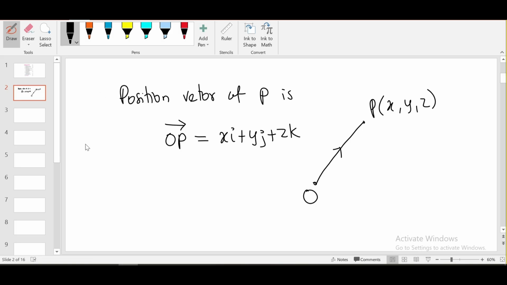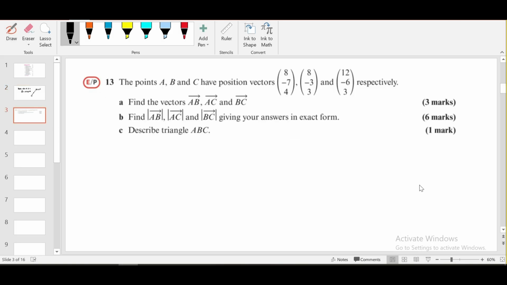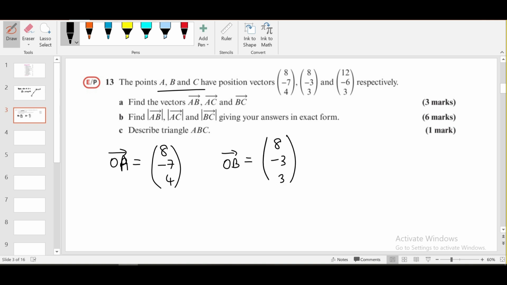Question number 13. The question says points A, B, C have position vectors. You need to take it as OA vector, the first one, 8 minus 7 4. You need to take them in the same order. OB vector is 8 negative 3 3, and OC vector is 12 minus 6 3. You have 3 position vectors, right?